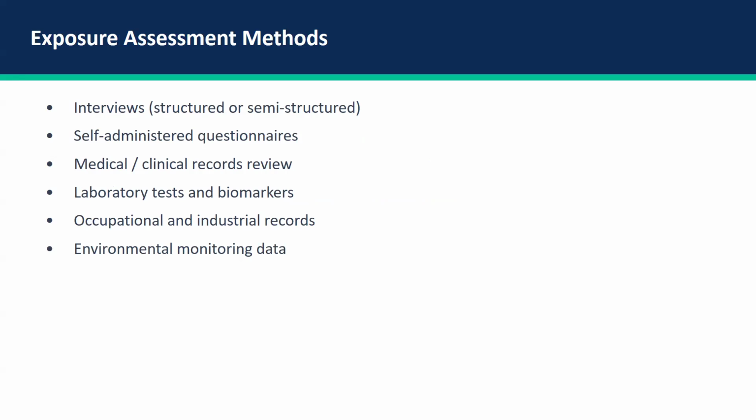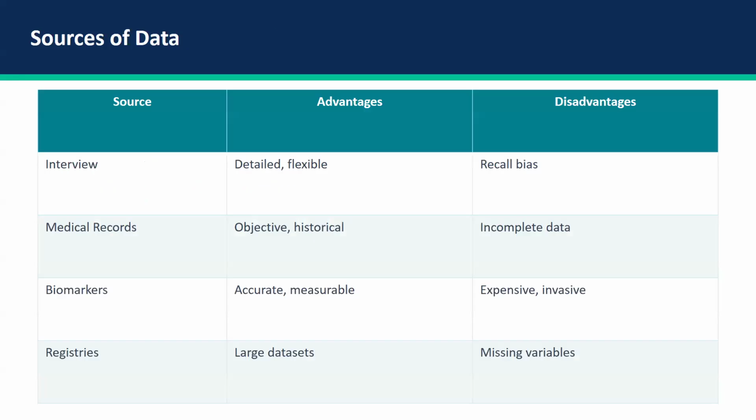Then we have to do the exposure assessment, and there can be different methods of exposure assessment in both the groups. We can do the interview, which can be structured or semi-structured. There can be self-administered questionnaires, or the medical or clinical records can be reviewed. Laboratory tests and biochemical markers can be done. Occupational and industrial records can be found. Environmental monitoring data can be obtained. These are the sources of data.